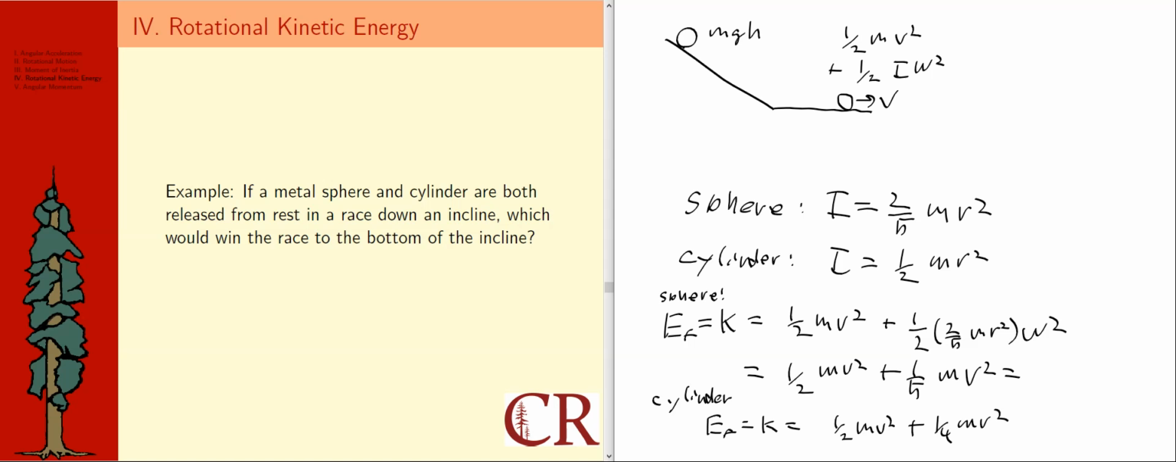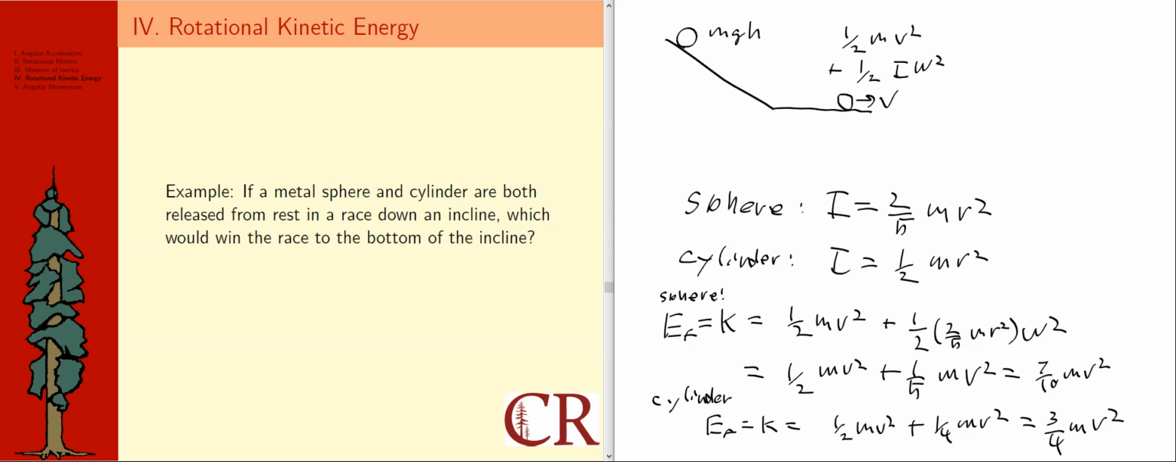So at the end of the day, 1/5 plus 1/2 is 7/10 mv squared. And this one would wind up having 3/4 mv squared. And so for the cylinder, this number is larger, which means v would have to be smaller. So long story short, because more energy gets tied up in rotation, the sphere will be going faster.